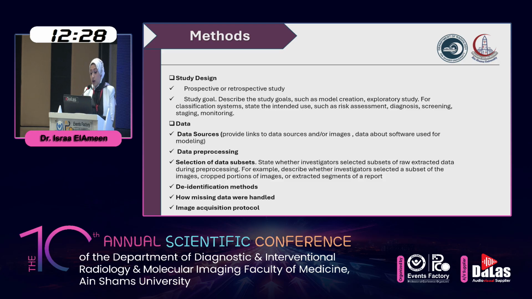And now we're going to go to the data part. First, your data sources. You need to provide links to your data sources, to the images, and the software you used for your AI model. You need to talk about your data pre-processing and the selection of the data subsets. You need to let us know which subset of images you extracted, the cropped portions of the images, or whatever segments you extracted of the report. You need to let us know your de-identification method, how you hide the patient's data and information.